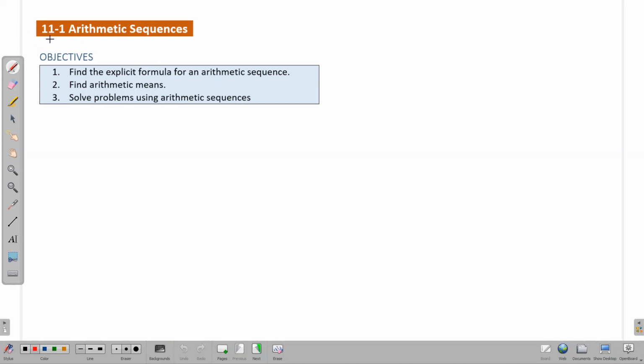In this video, we'll be covering section 11.1, arithmetic sequences. We have three objectives. We will start by finding the explicit formula for arithmetic sequences, and then we will find arithmetic means, and we'll finish with solving applied problems using arithmetic sequences.